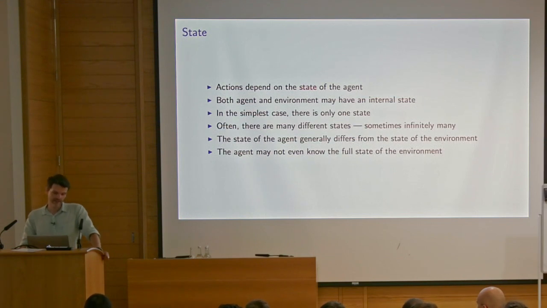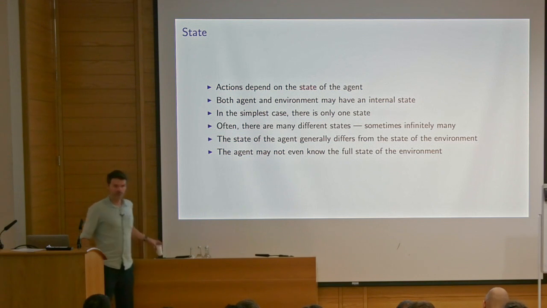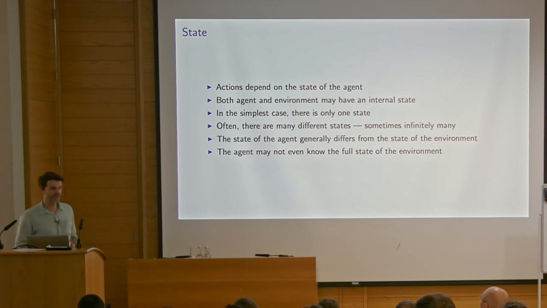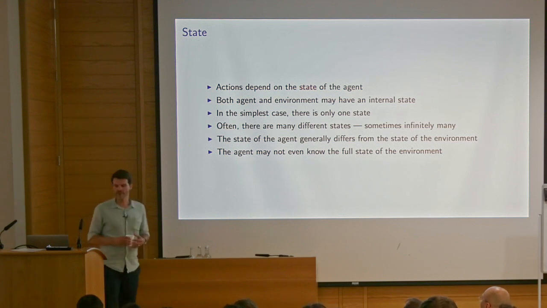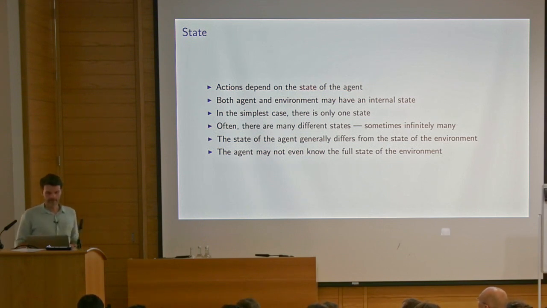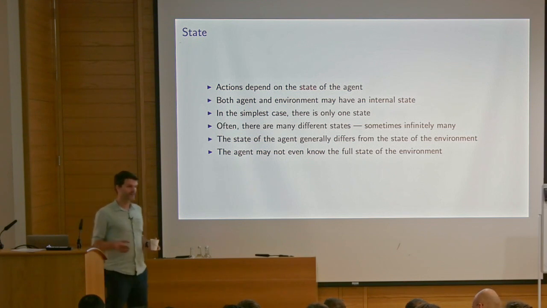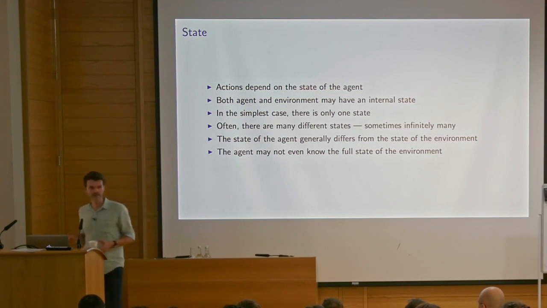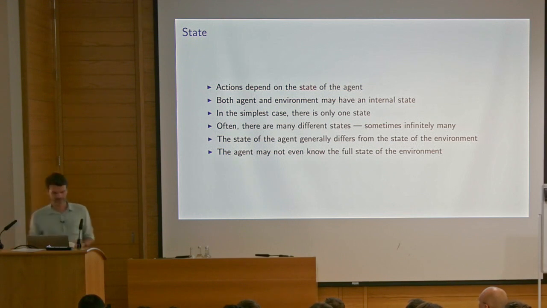The agent state is basically distinct from the environment state, and it's used as an input to the policy. So the policy of the agent is defined as a mapping from states to actions, where the state there is the agent's state. It cannot be anything else. That's the only thing the agent has access to. But the environment also has some internal state. In the simplest case, as I've discussed before, there's only one state, which means we don't even have to think about that. But that's already an interesting learning problem, because you might still want to reason about all the possible actions. Often there are, of course, many different states, sometimes infinitely many, especially if the states lie in some continuous space.